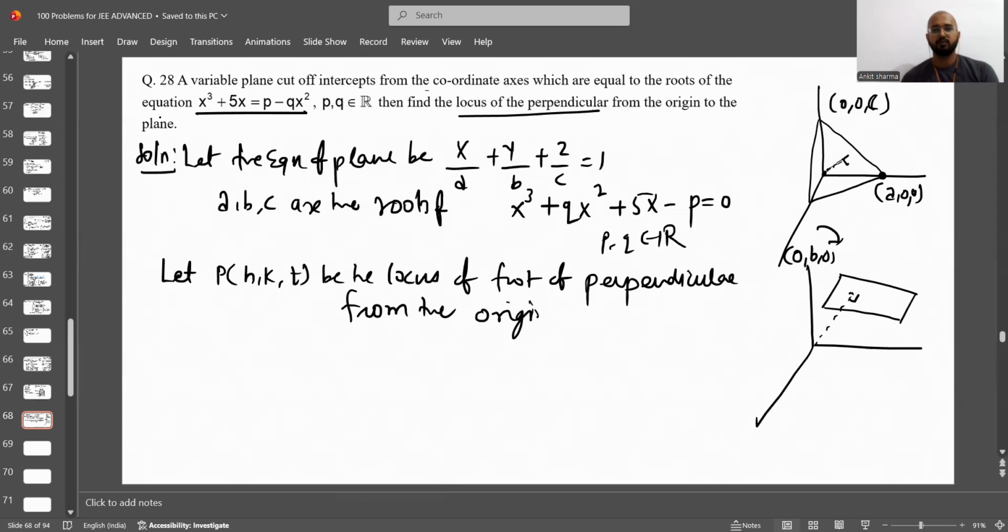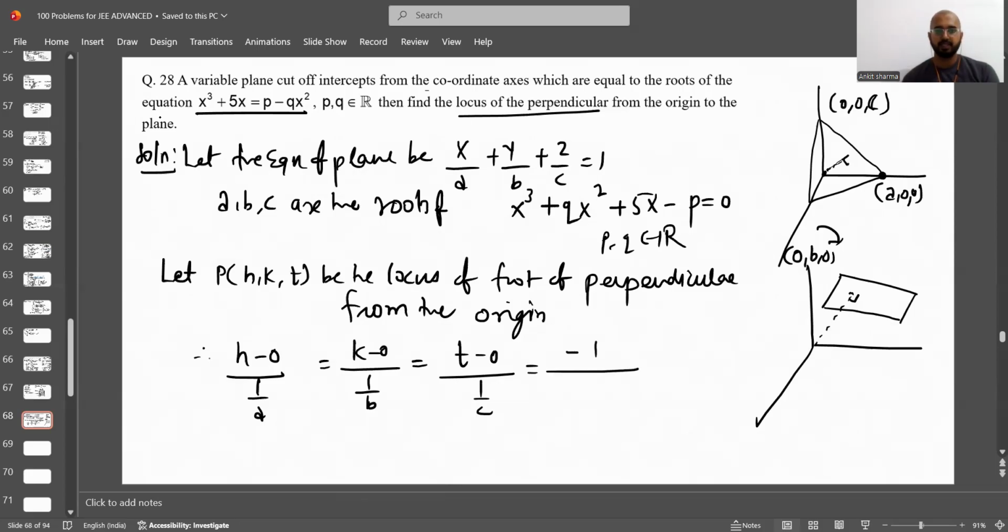So let us find out the foot of the perpendicular. The foot of the perpendicular will be (h minus 0) over 1 over a, equal to (k minus 0) over 1 over b, equal to (t minus 0) over 1 over c, equal to minus (0 plus 0 plus 0 minus 1) over (1 over a square plus 1 over b square plus 1 over c square). This is what I get.